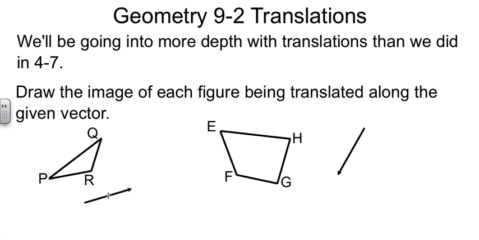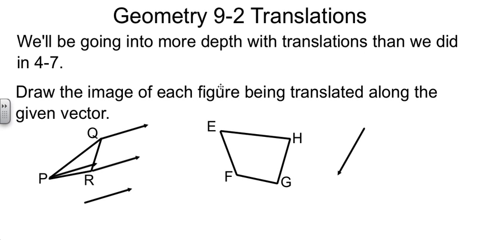Now this vector tells me two things. It tells me how far to move, the length of the arrow, and it tells me which way to move, pointing in the direction of the arrow. Now I can get away with something on here that you can't. I can use this arrow and show myself where to move these points to.